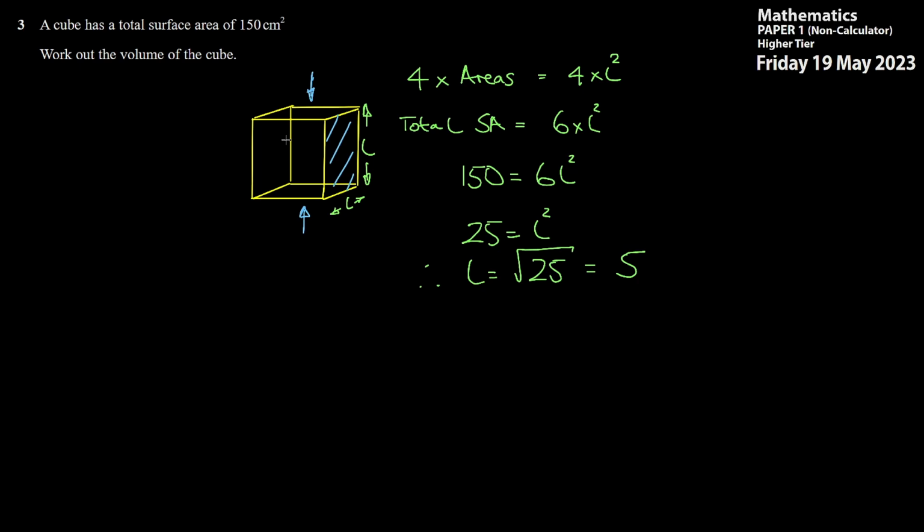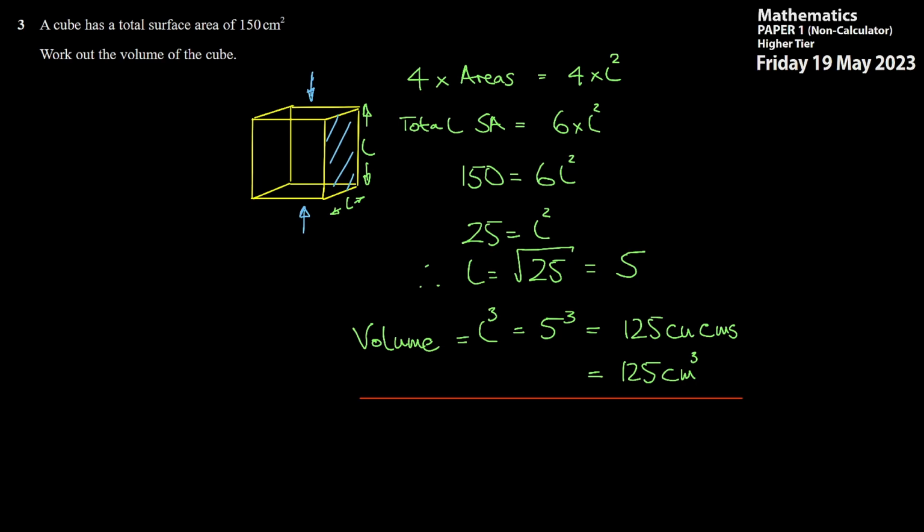So now I've got the length of the side. The volume of the cube is simply L cubed, which is equal to 5 cubed, which is equal to 125. So these are centimetres cubed. And there is your answer.